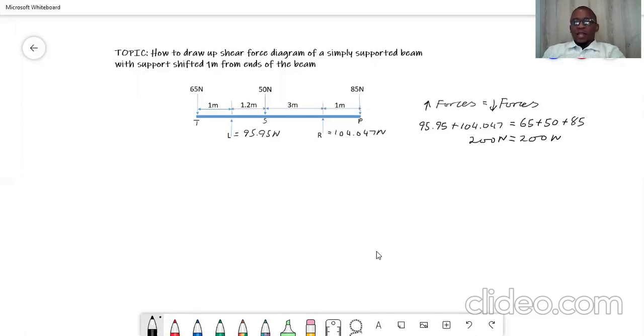So good people, let us now start with the real work of the shear force diagram. We must first understand what this shear force is, what it consists of. Shear force diagram is derived from the forces here. Shear force diagram is basically the impact that these external forces, that is 65, 50, 85, 104, 95, have on the beam here.